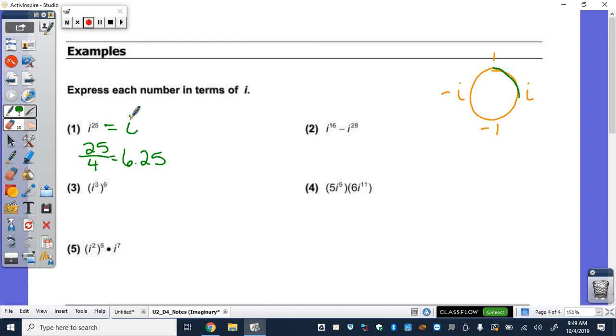Second one, i to the 16th minus i to the 28th. First, we got to simplify them, and then we can actually combine. So 16 divided by 4, what do we get? 4. Was there any decimal? So that means it stops up at the top. It's 1, yes. So when you divide, if it's a whole number, that means it's just 1. It goes around full, complete times, and it stops up top. 28 divided by 4? 7. So that means that also stops at the top. So we got 1 minus 1 gives us a 0. So that simplifies down to give us 0.